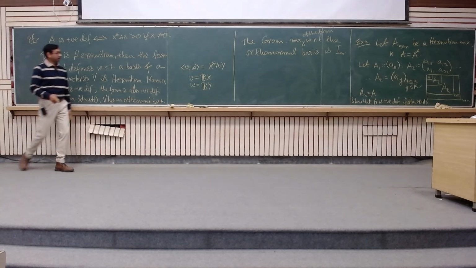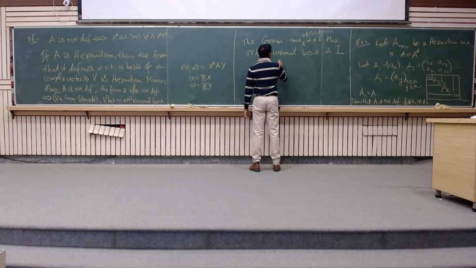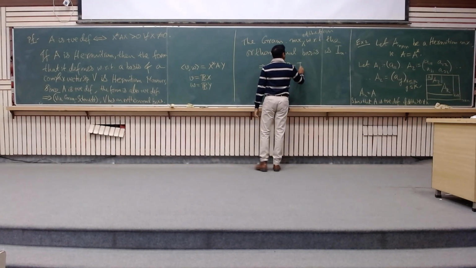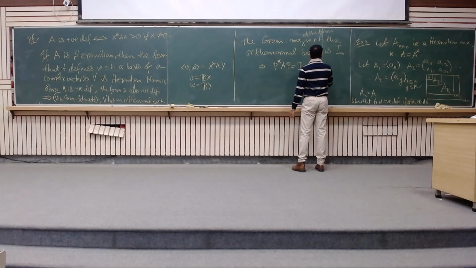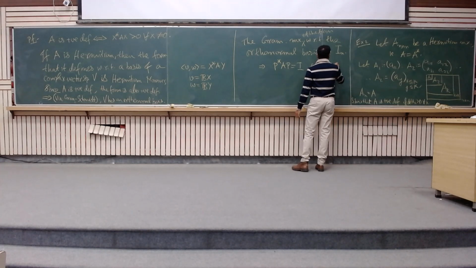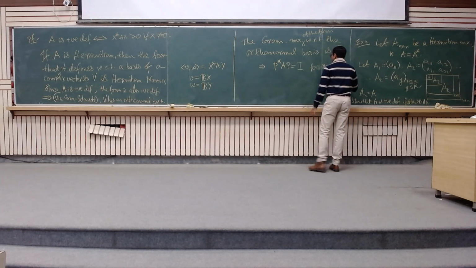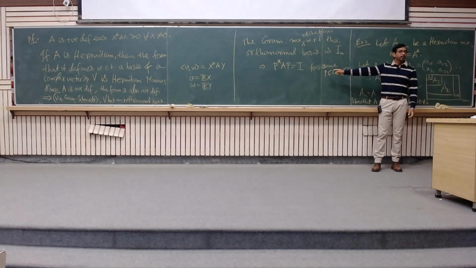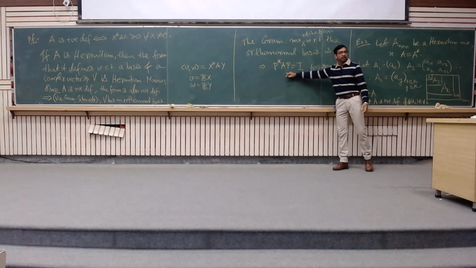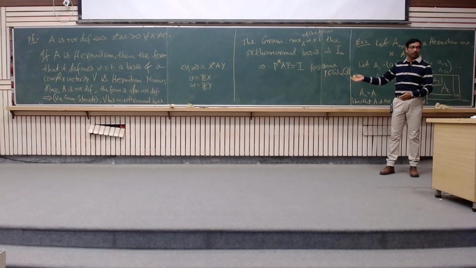P star AP, right? So that would just mean that P star AP is identity for some P in GL n C. Is this point clear to all of you? If not, please let me know whether till this point you are with me, or if at some point you left off.